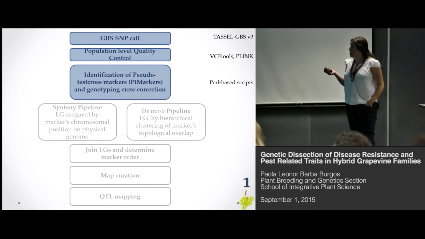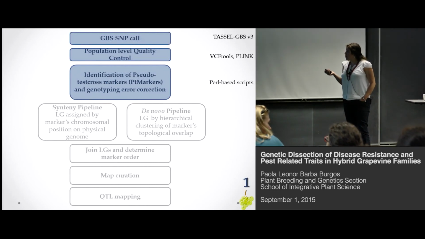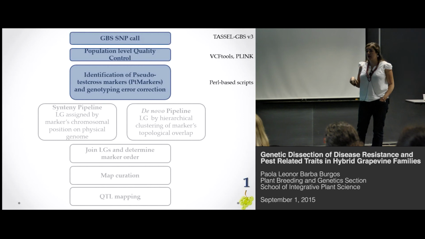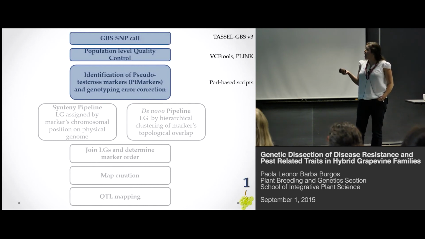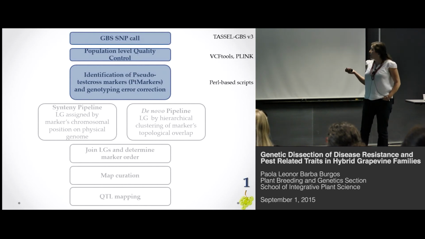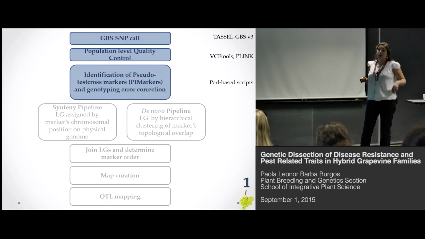We start with the GBS SNP calls. After you have your SNPs, you do population-level quality control, basically to remove any individual that is a self or an outcross, because that will affect the results later. And then the first biggest step is the identification of pseudo-test cross markers and genotyping error correction. For this, we use Perl-based scripts that Katie developed.